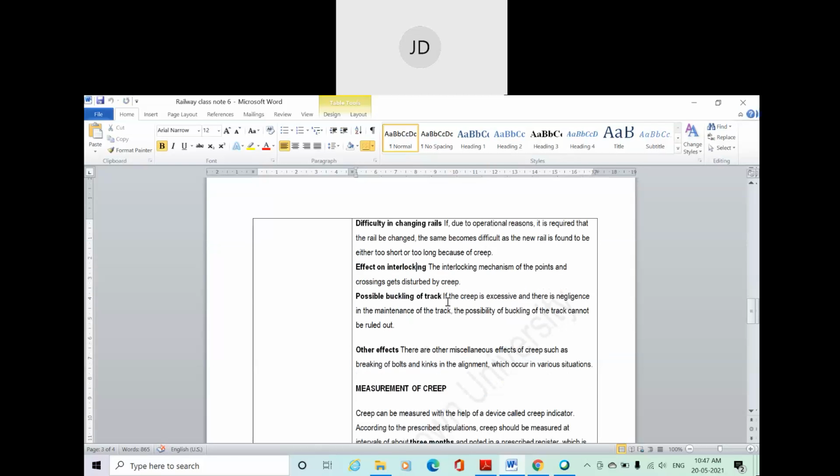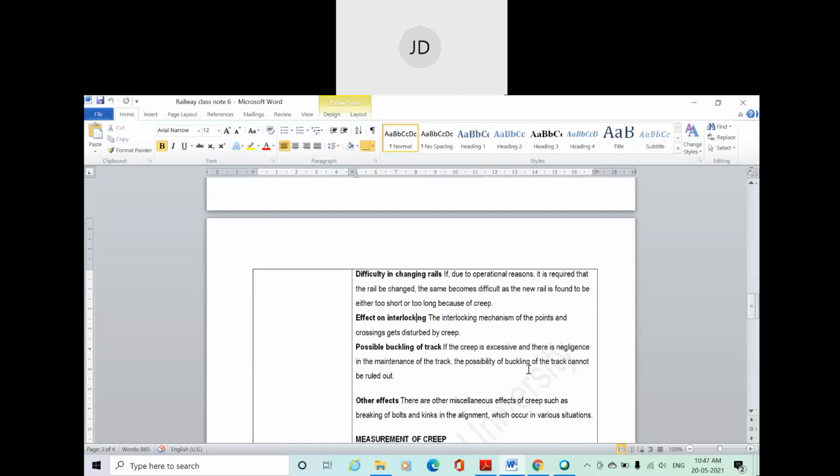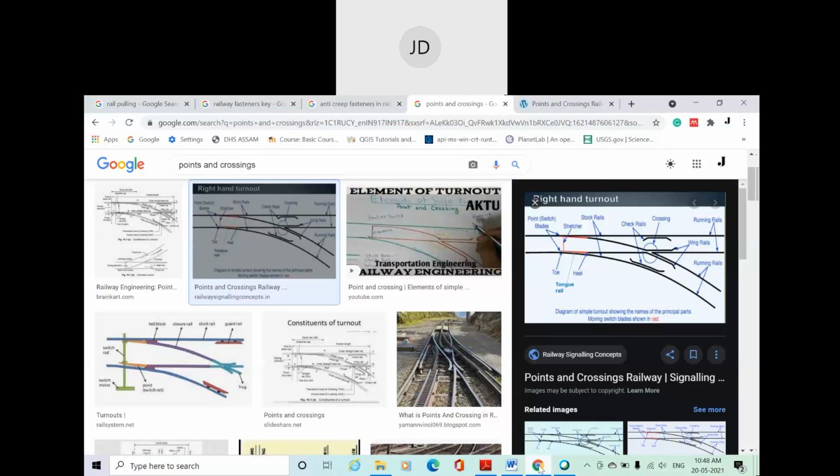Buckling of track. So if the creep is excessive, there is negligence in maintenance of the track. If the maintenance is very less, then buckling of the track is possible, which can derail the train. So what is actually buckling of track? I will show you a picture. What is actually buckling?